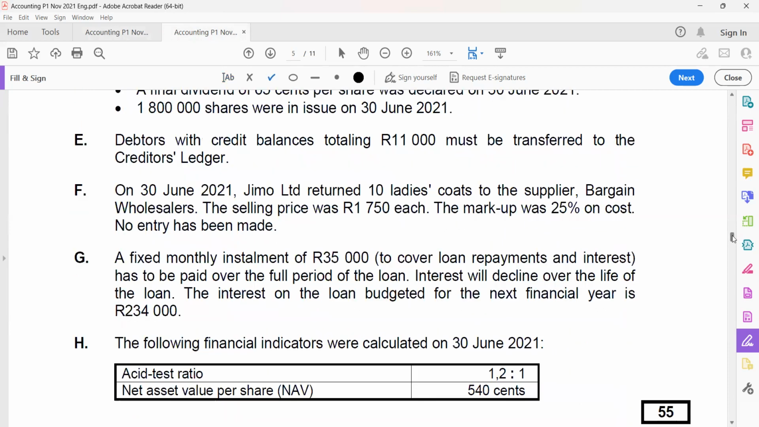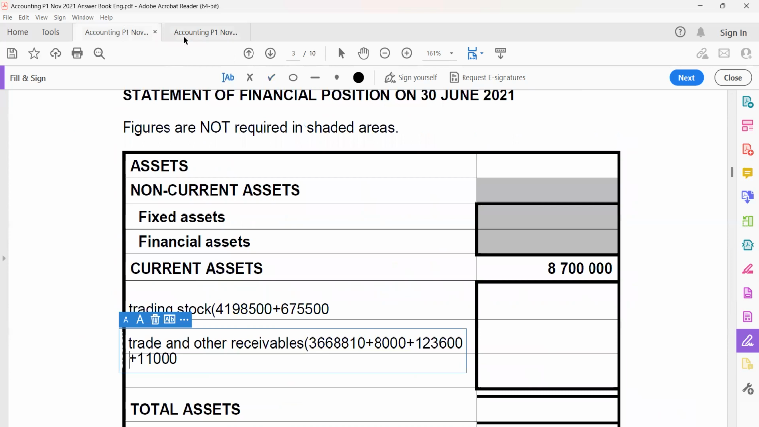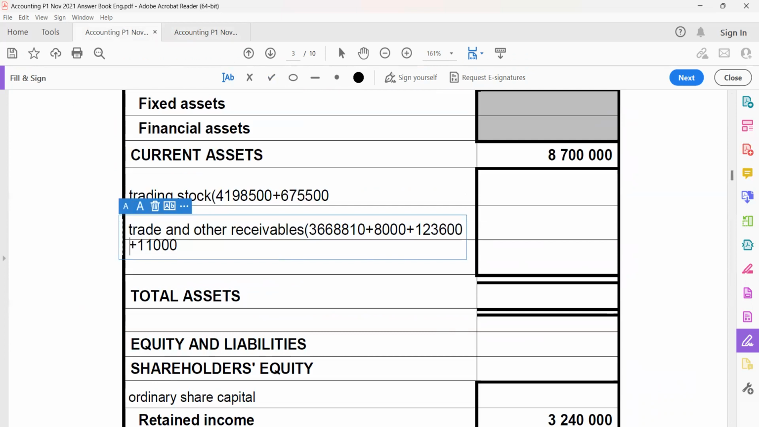On 30th June 2021, Jimo Limited returned 10 ladies' coats to the supplier, bargain wholesalers. The selling price was say 1,750 each. The markup was 25% on cost. No entry was made. So return 10, basically stock. And you see, that is why it was good that we didn't close it.